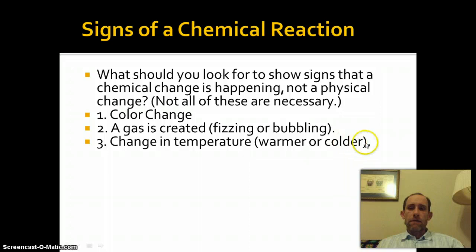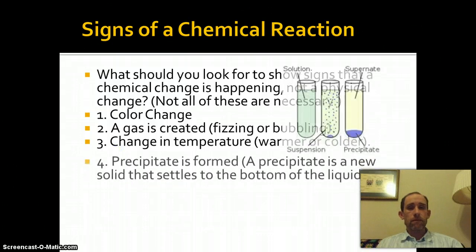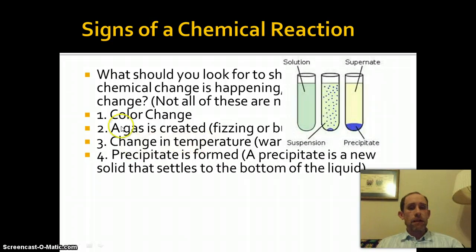Another common thing that will happen is that there will be a change in the temperature. It'll either get warmer or colder, but that may or may not happen. A very common thing that will happen in a chemical reaction is that a precipitate is formed. A precipitate is a new solid that settles to the bottom of the liquid.